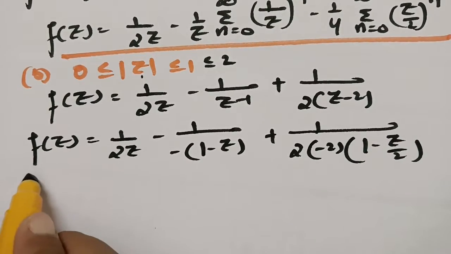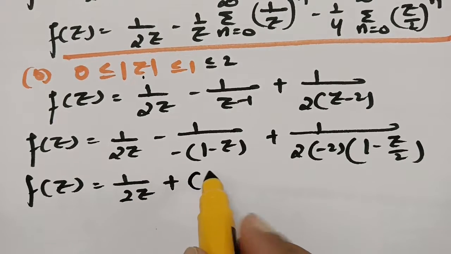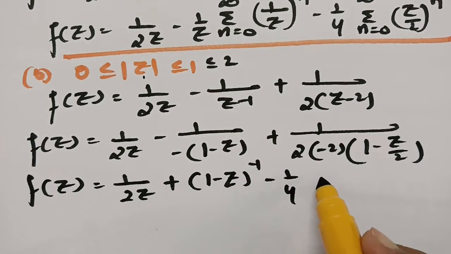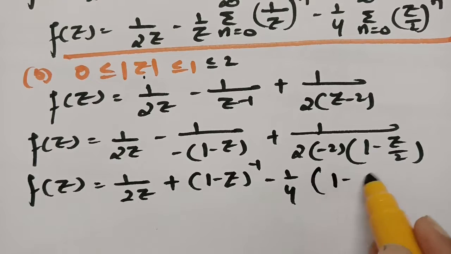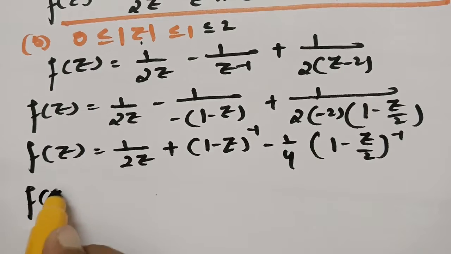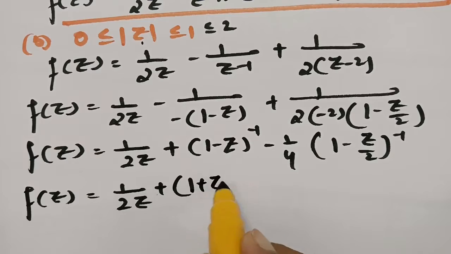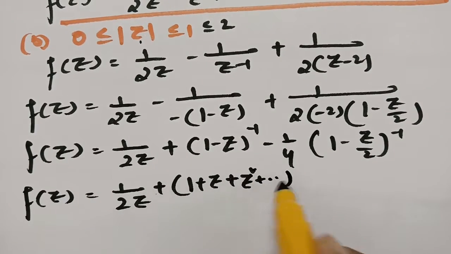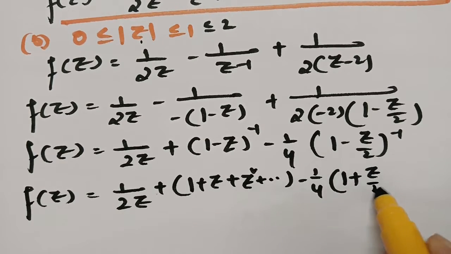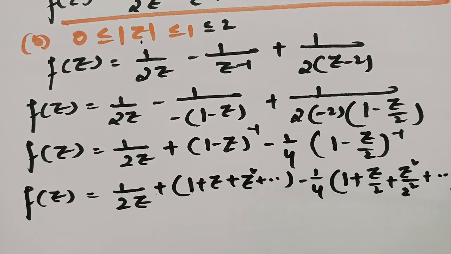Clear? So f of z is equal to 1 by 2z plus, if I send it to the numerator, this will be 1 minus z inverse. This is minus 1 by 4 times 1 minus z by 2 inverse. So f of z is equal to 1 by 2z plus 1 plus z square plus and so on, minus 1 by 4 times, if I expand this one, 1 plus z by 2 plus z square by 2 square plus and so on.